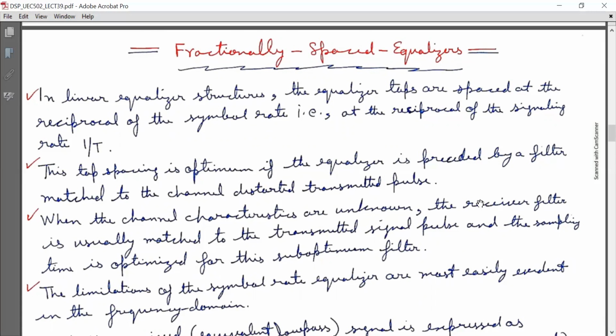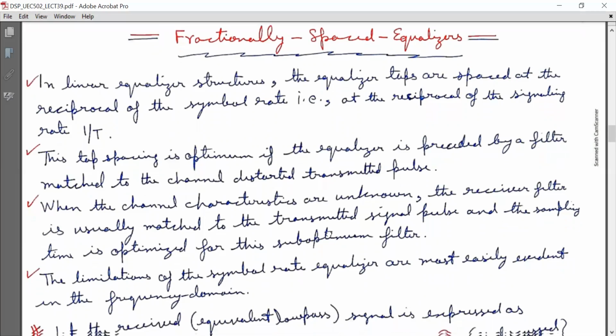This tap spacing is optimum if the equalizer is preceded by a filter matched to the channel distorted transmitted pulse. This is very important. However, when the channel characteristics are unknown, this is a very important line. When the channel characteristics are unknown, the receiver filter is usually matched to the transmitted signal pulse, and the sampling time is optimized for this suboptimum filter.